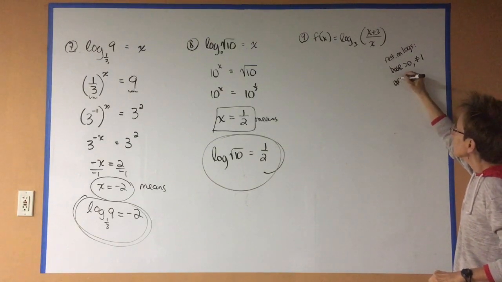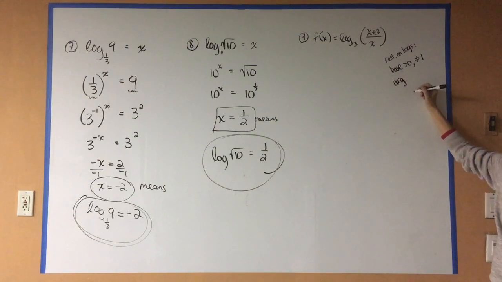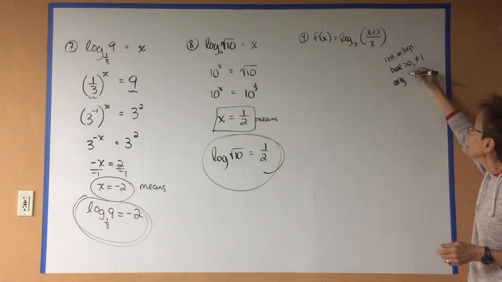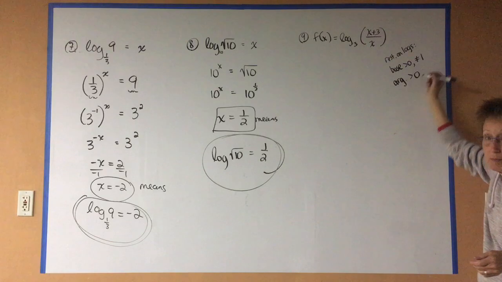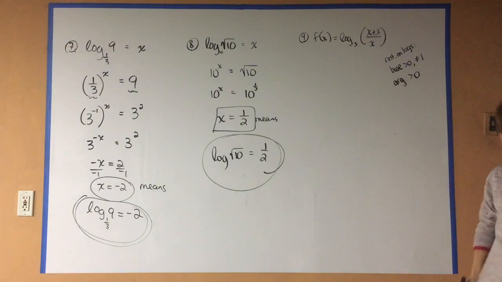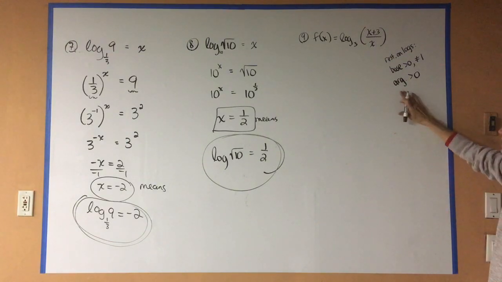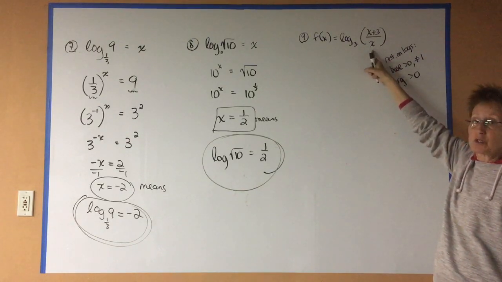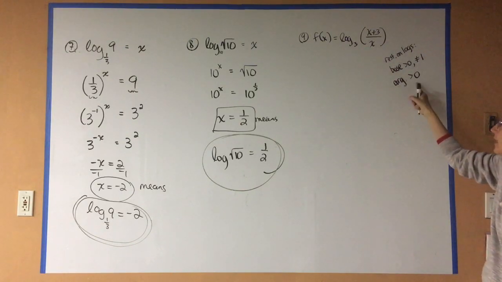The argument of the log, I'm going to call it the arg. I'm going to be a pirate. The argument of the log needs to be what? Greater than 0. Remember we put in log of 0, it didn't work. Log of a negative number, it didn't work. The argument needs to be greater than 0. So this is all in the argument. So the restrictions here are right here.